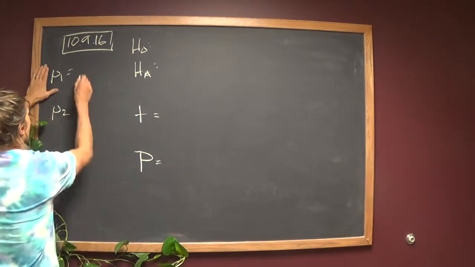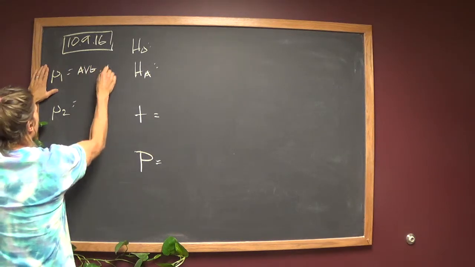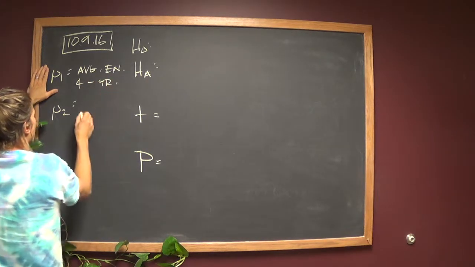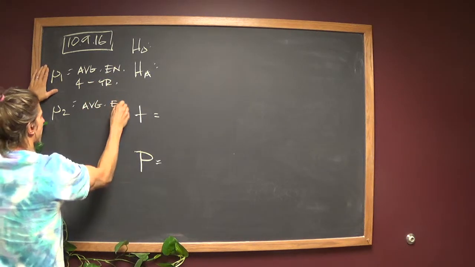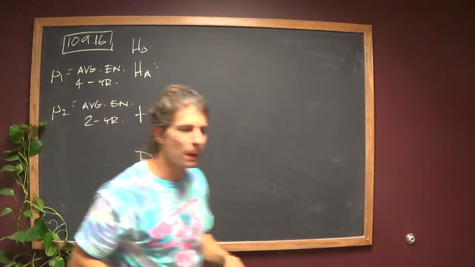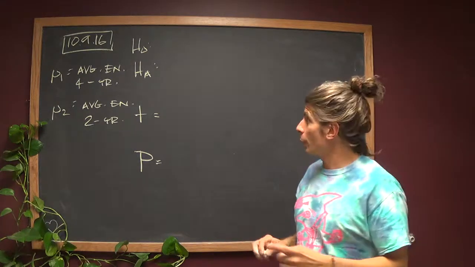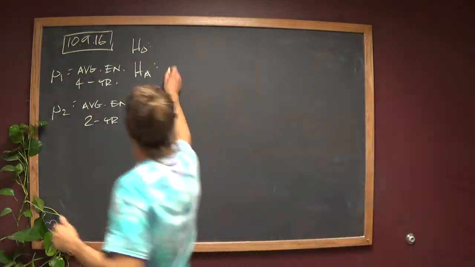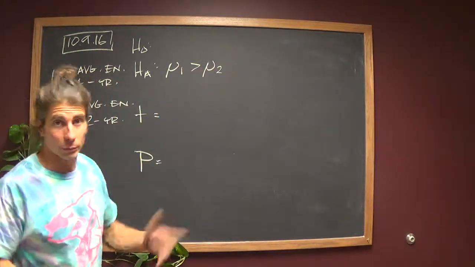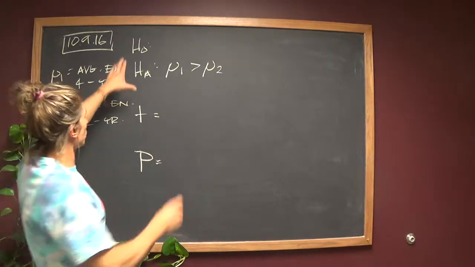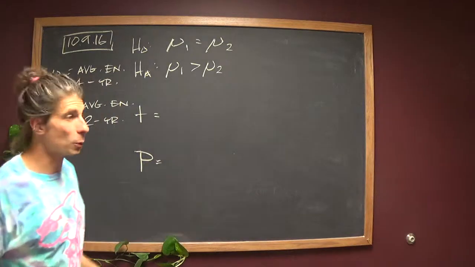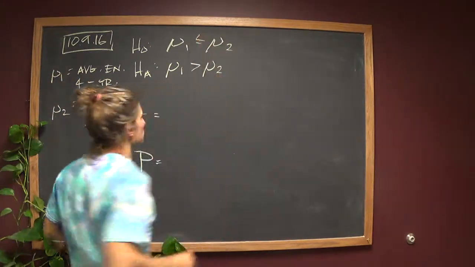I want to keep mu1 as average enrollment at the four-year school, and mu2 as average enrollment at the two-year school. Okay? Seems fair. The claim is that the average enrollment at the four-year school is actually greater than the average enrollment at the two-year school. So that's the claim they're making. The null would be the opposite of that, or if you prefer just equals or less than or equal to, if you want that as well.